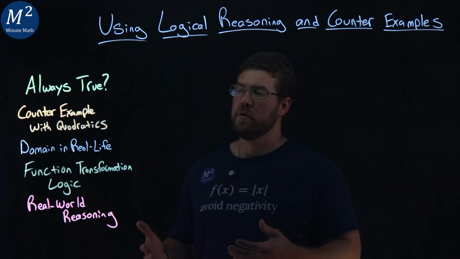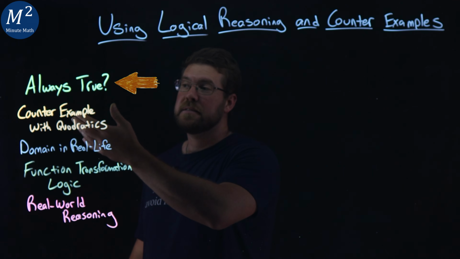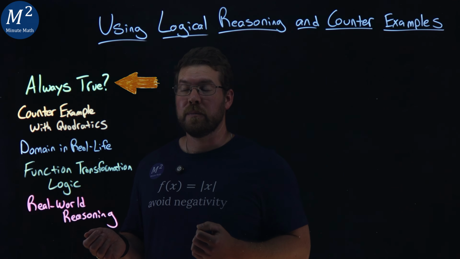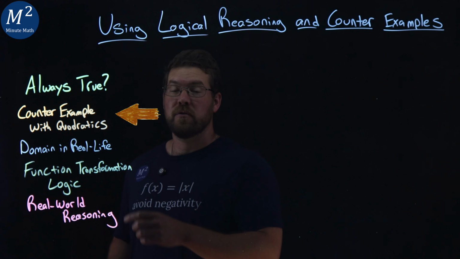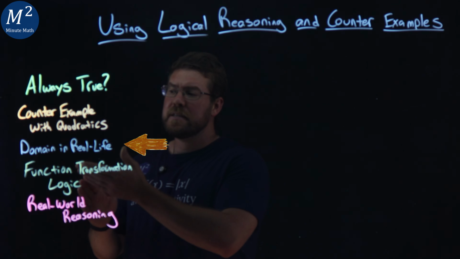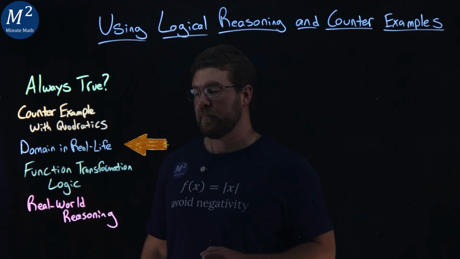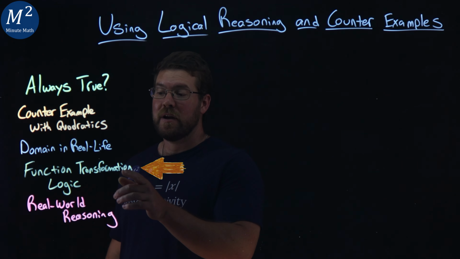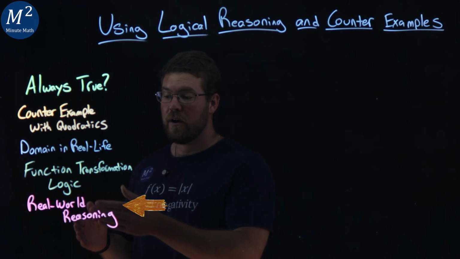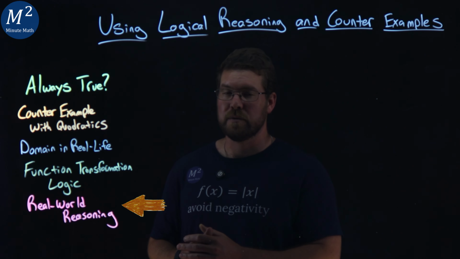Let's recap what we've learned. We first started with a basic example of is something always true? Then we talked about counterexamples with quadratics. We had an example with domain in real life. We then talked about function transformation logic. And lastly, we had a real-world reasoning problem.